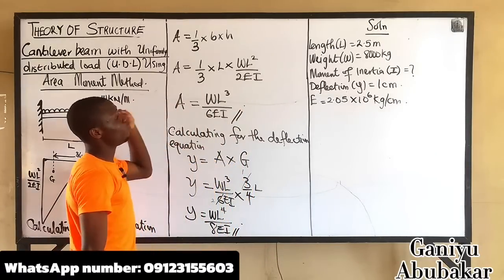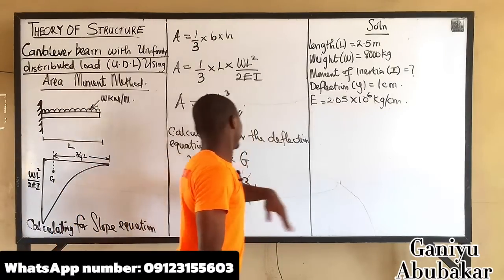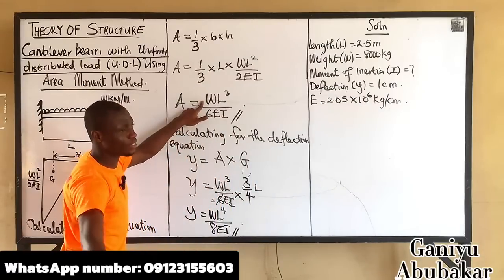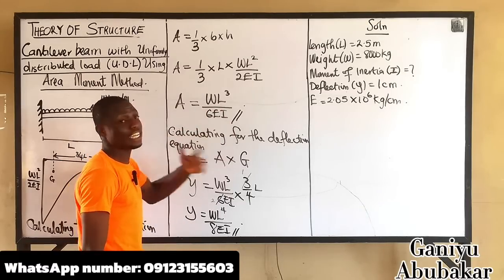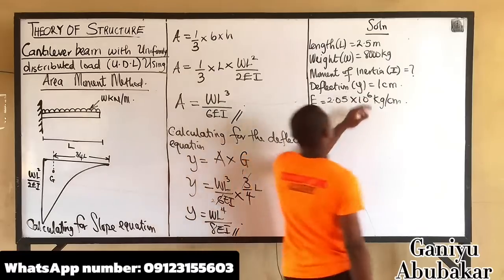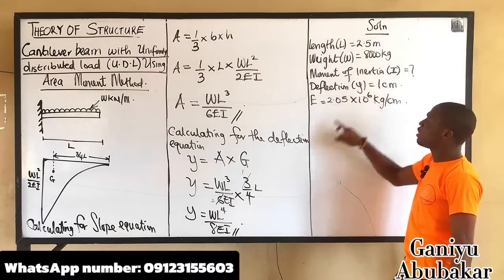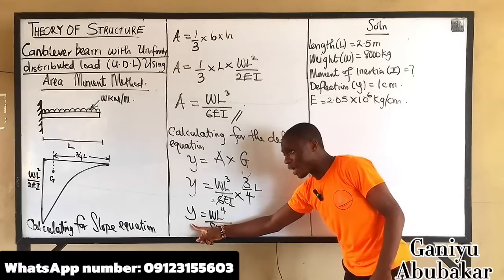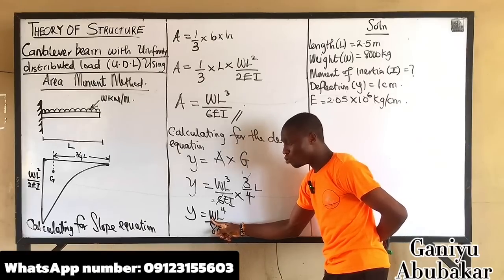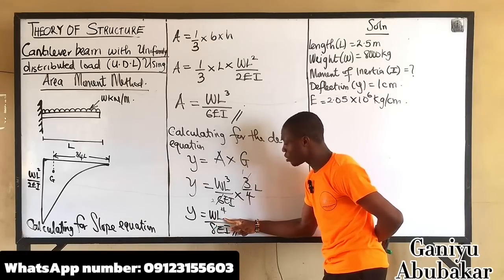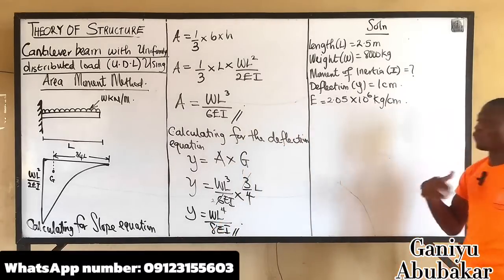I'm given length, weight, deflection, and E, which is Young's modulus. W is weight, L is length, E is Young's modulus, I is moment of inertia. I'm given Y, the deflection, and I'm looking for I. Am I given W? Yes. Am I given length? Of course. Am I given E? Of course. It means that I can use this formula to look for my moment of inertia.